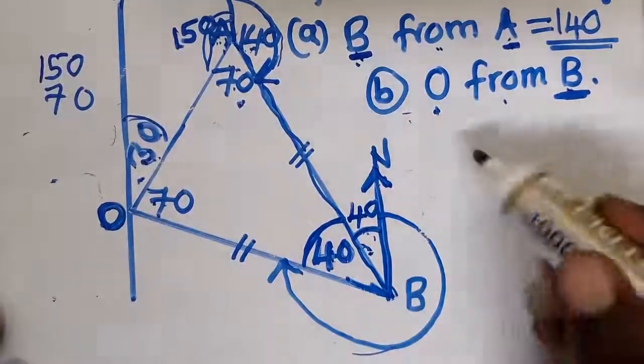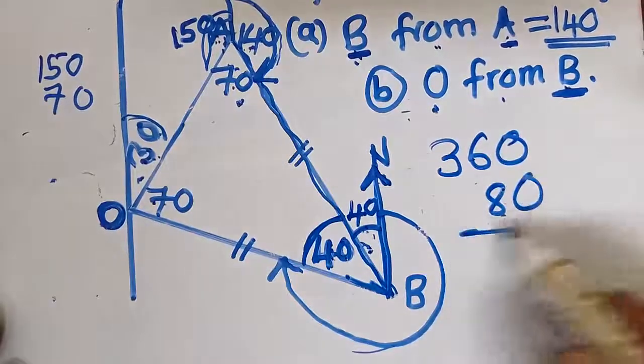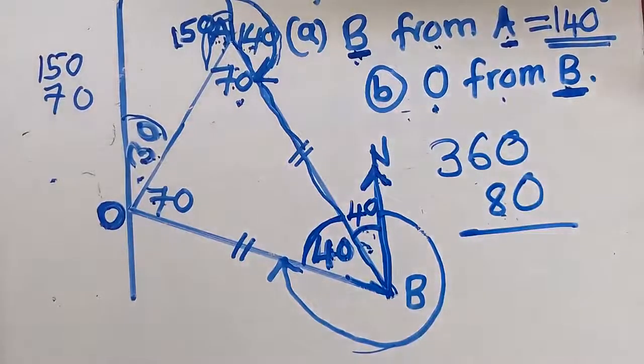This is what we are going to do. I'm just going to say 360 minus 80. This is what I'm going to do, so this is what you also must do, so that you find the answer. These are simple procedures that I'm showing you so that we all understand the concept.